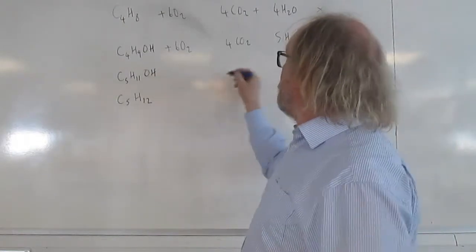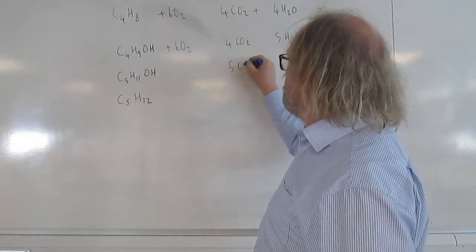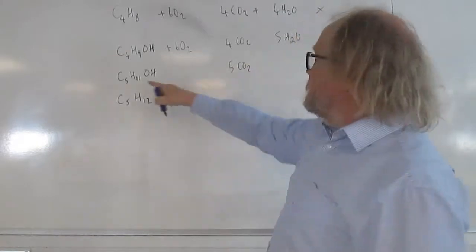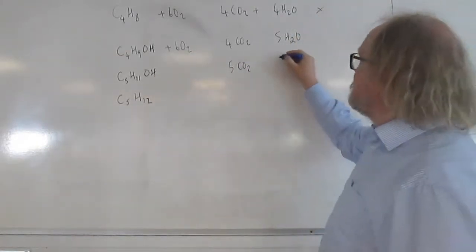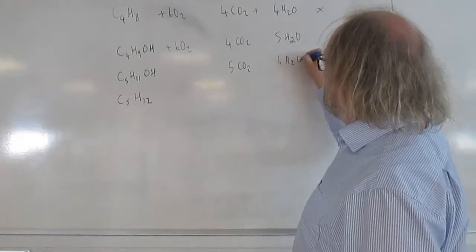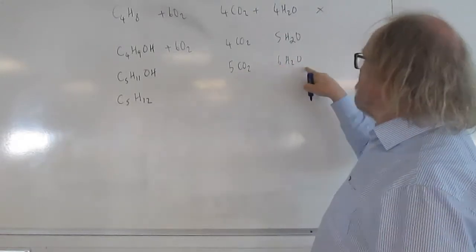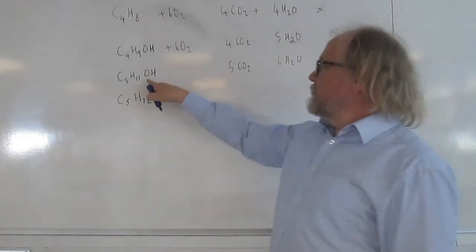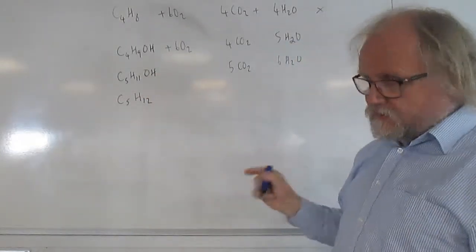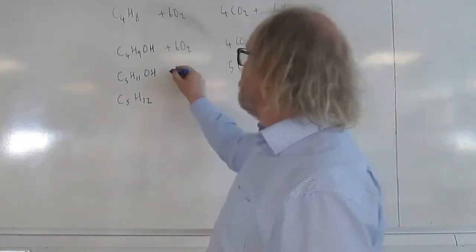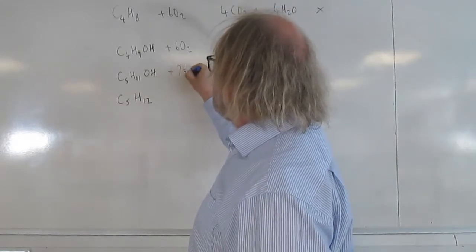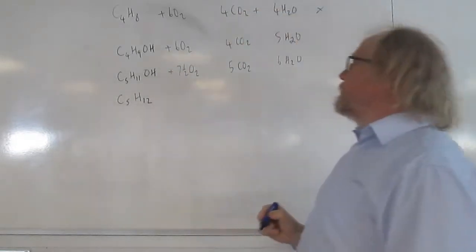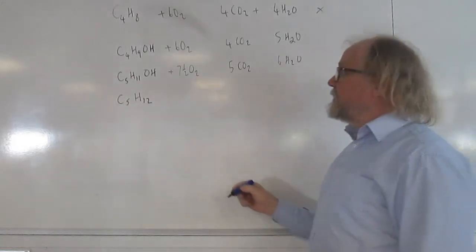This one, 5 carbons, so 5 CO2s, 12 hydrogens, so 6 H2Os. So that's 5 2s are 10, plus 6 is 16. But again, one of them is already there, so only 15 extra oxygens are needed, which is therefore 7.5 O2. So that's no good. So hopefully it's going to be this one.